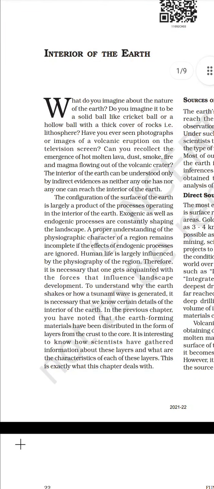What do you imagine about the nature of the Earth? Do you imagine it to be a solid ball like a cricket ball, or a hollow ball with a thick cover of rock, that is, lithosphere?